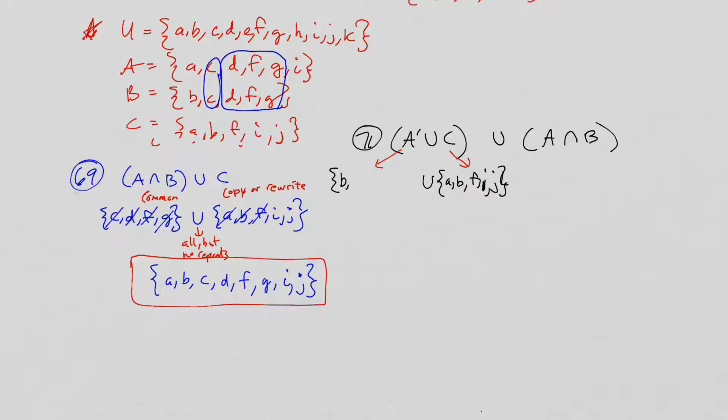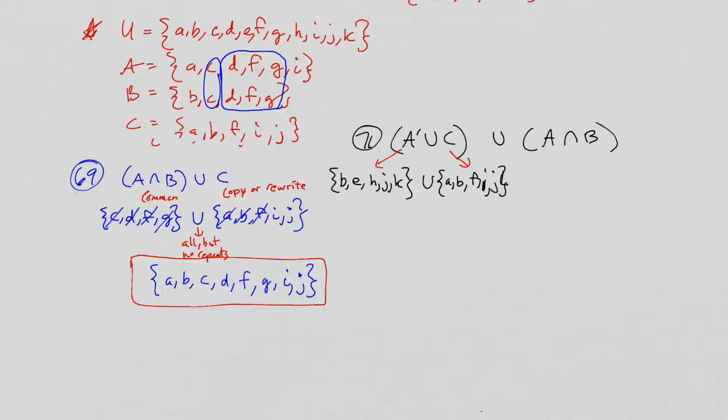Set A has a C, so we can't write that. It has a D, but it does not have an E, so we're going to write E. It has an F, it has a G, but it doesn't have an H. It has an I, but it doesn't have a J or a K. So that is the complement of A, whatever is not in A. Okay, so the complement of A, and then we copy down C.